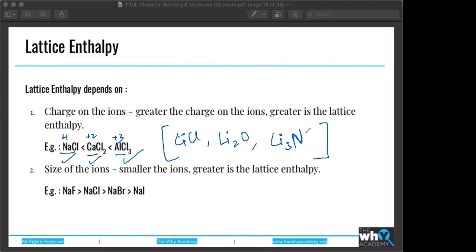Ma'am, I had a question. Do we take the difference between the charges into account, or should we only take the charge of the cation into account? The cation will have the same charge, right? Yeah. Only the anion will differ. Exactly. So you need to take into account both the cation and the anion charge. So in this case we take the net charge, right? Yeah.